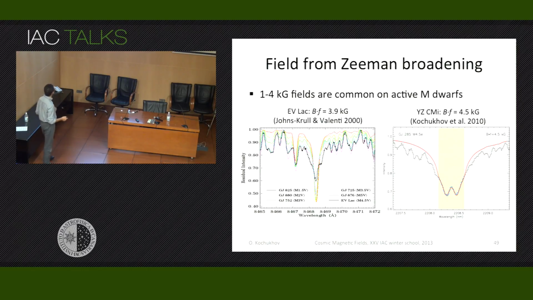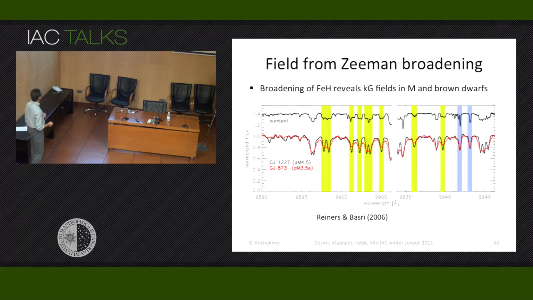Okay, so apparently fields of the order of 1 to 4 kilogauss exist in these M dwarf stars, and they can be found through the investigation of the Zeeman effect in Stokes spectra, magnetic broadening and splitting of spectral lines.